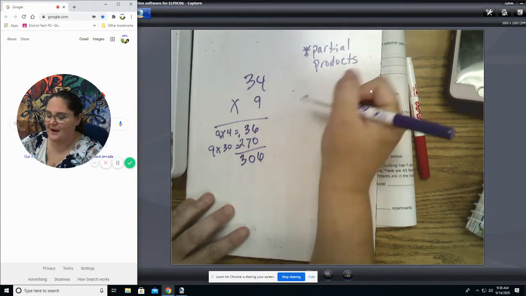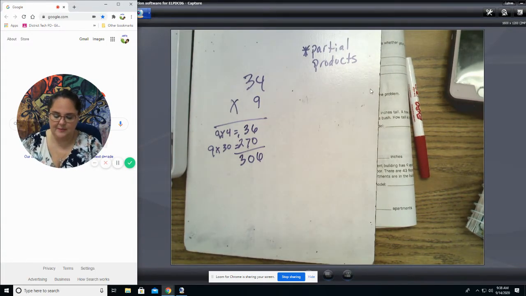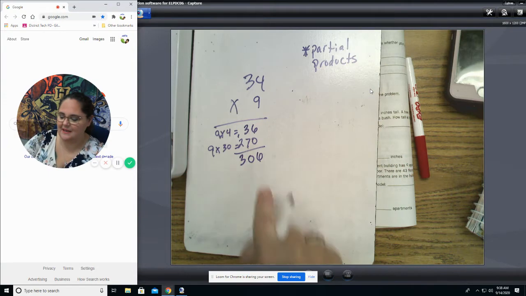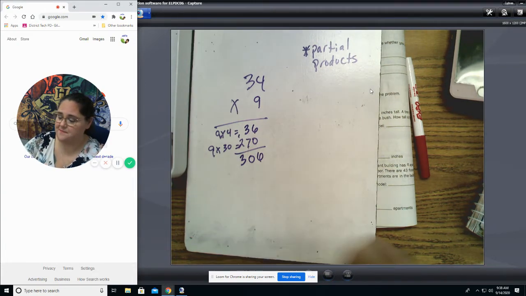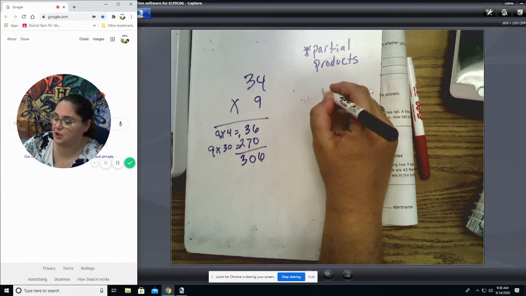So partial products is something that you can use on a daily basis. It is something you can use to help you find the answer. It does, however, get a little tricky when you get into bigger numbers. So I will show you partial products, especially as we get bigger. Just be careful, okay?